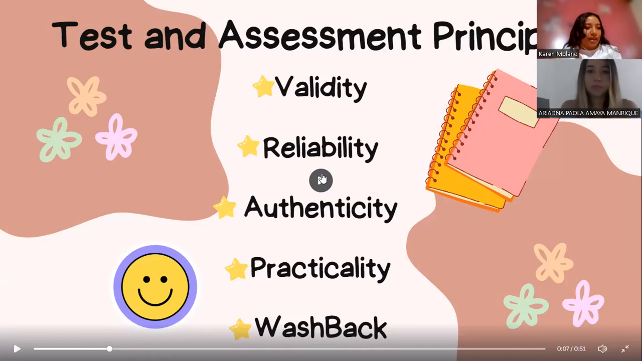And the inter-rater reliability is the one that Ariadna is going to talk about later, which is more related with the rubric and how these rubrics can help you get more objective results. Now talking about authenticity, this is how the tests are going to help the students in real life situations. So you need to make sure that what you are teaching is going to help them for the future and not only for the class.